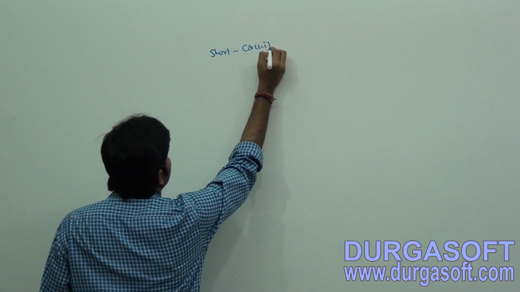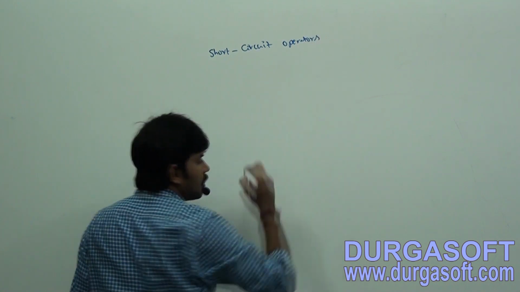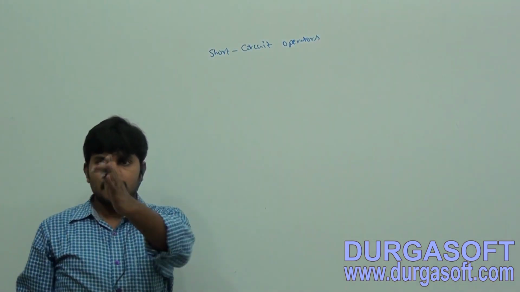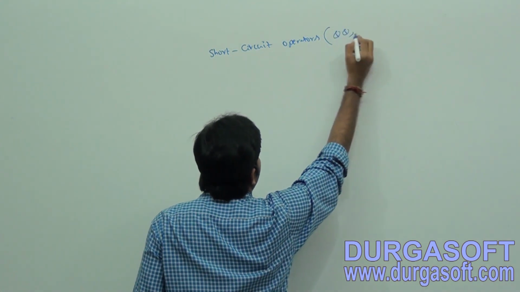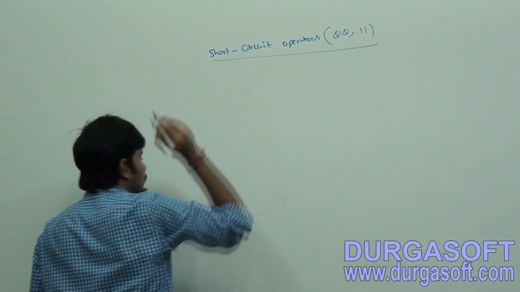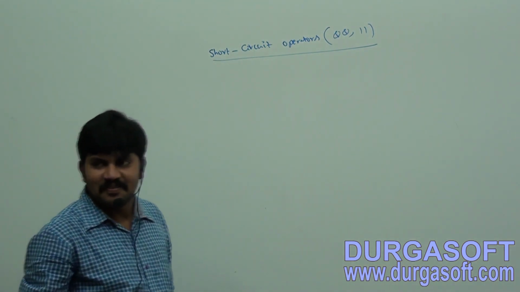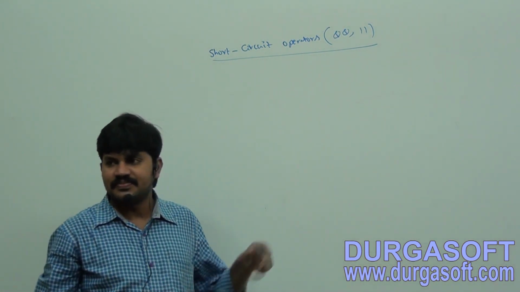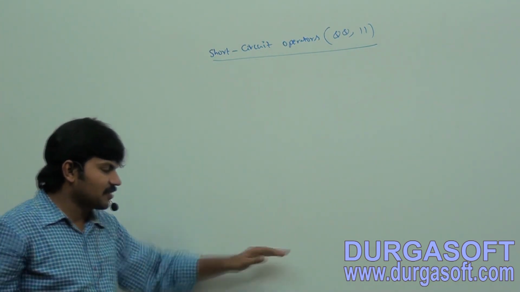Short circuit operators. Short circuit operators, within brackets, double AND and double OR.